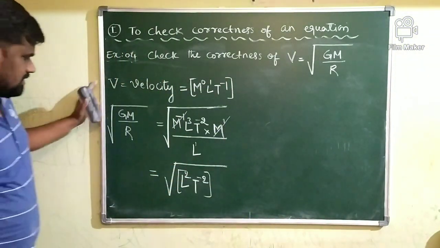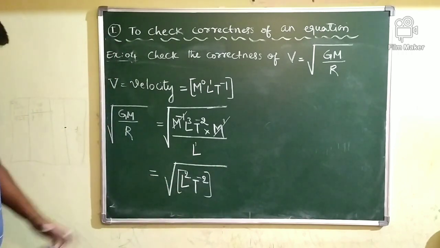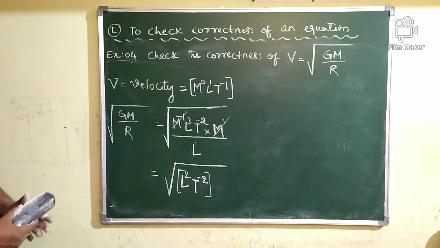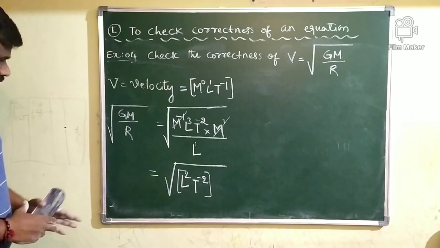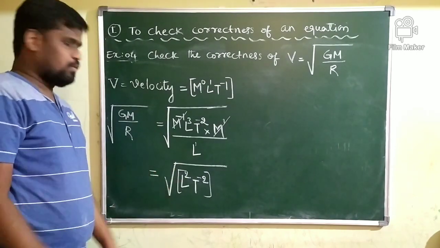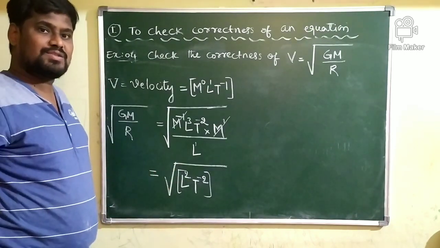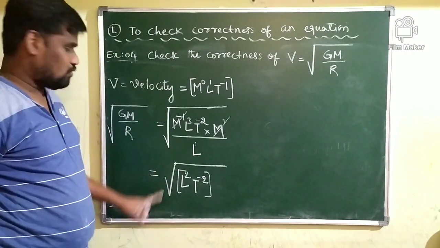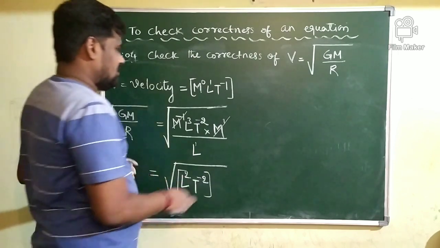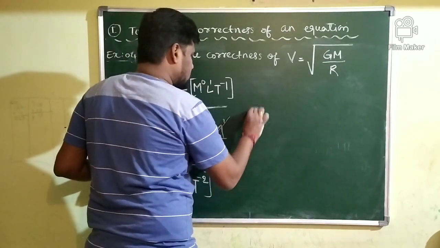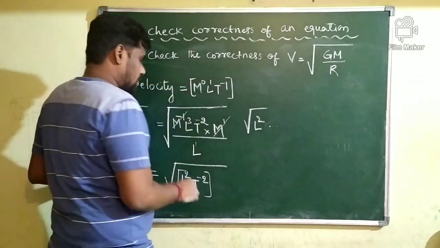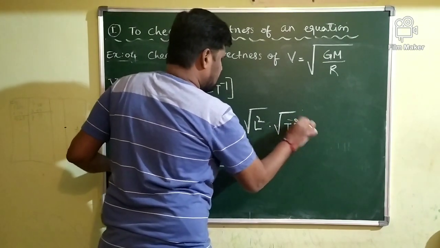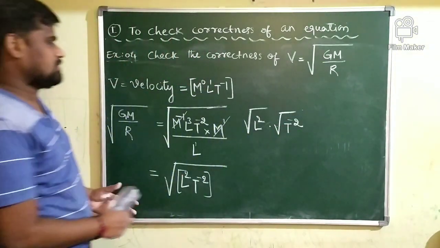Next I can write this as what? Under square root, L to the power 2, T to the power minus 2. So, L square square root. What happens? The 2 and the square root will get cancelled. Separate the square root: L square square root multiplied by what? T to the power minus 2 square root. Under square root it is.